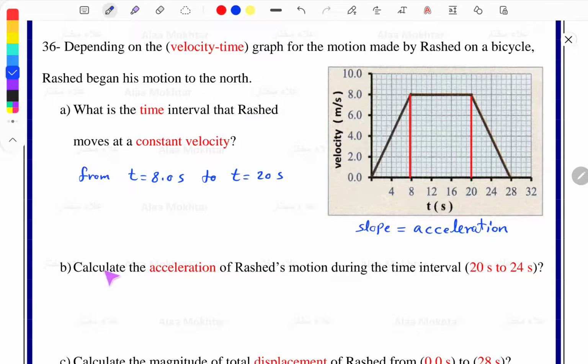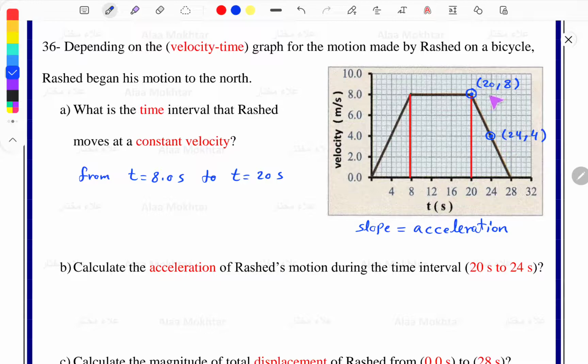Okay? Calculate the acceleration of Rashid's motion during the time interval 20 seconds to 24 seconds. Where is 20 seconds? Yes. Where is 24 seconds? This is. We can take 2 points. At 20 seconds, this point is 20 and 8. What about 24? 24 and 4. I hope you know what I do.